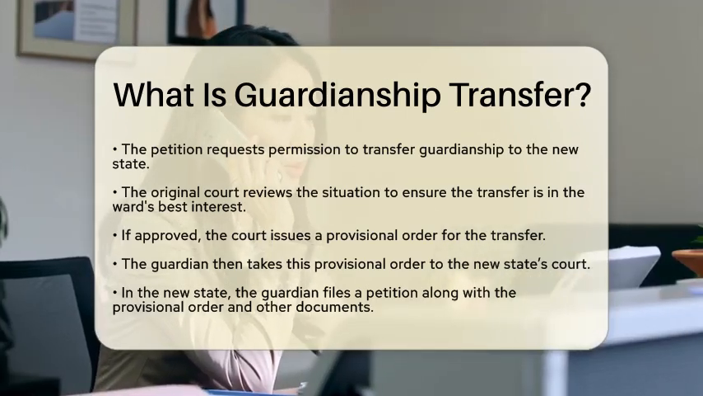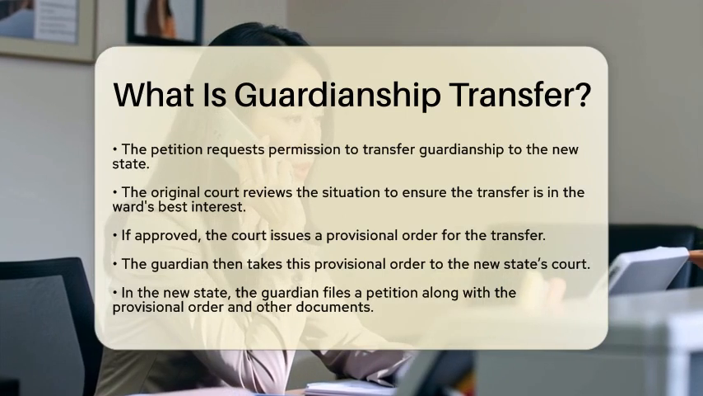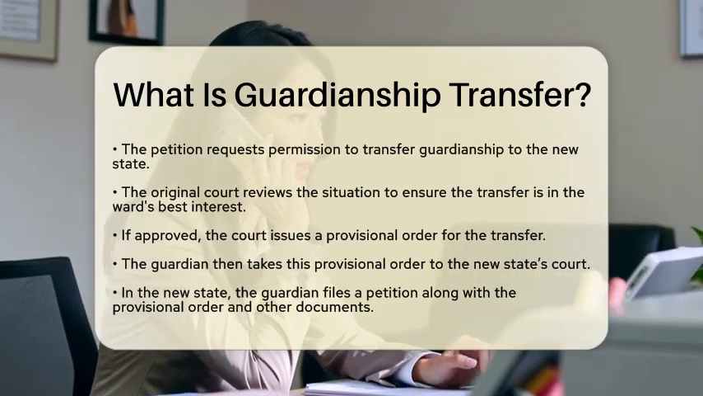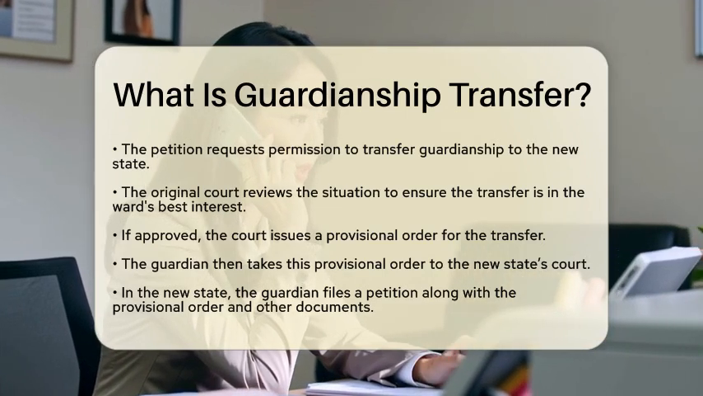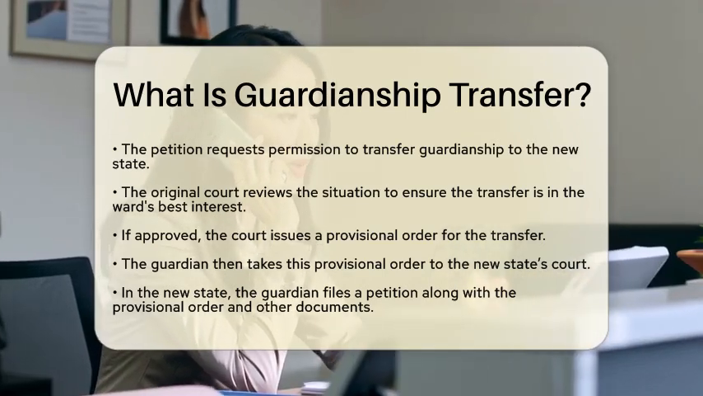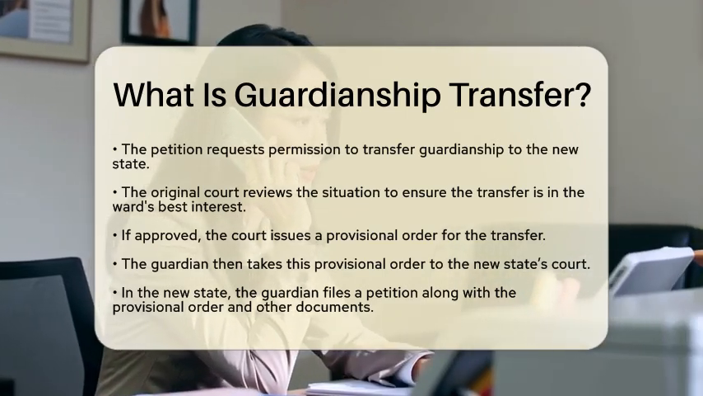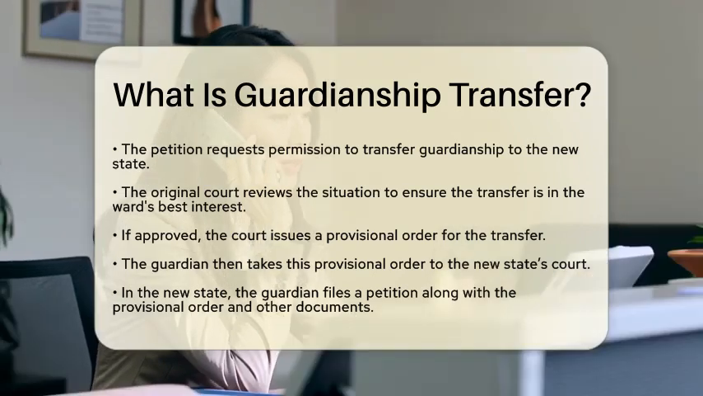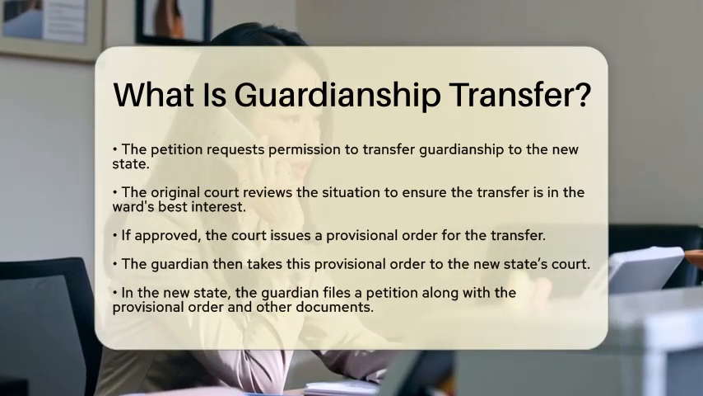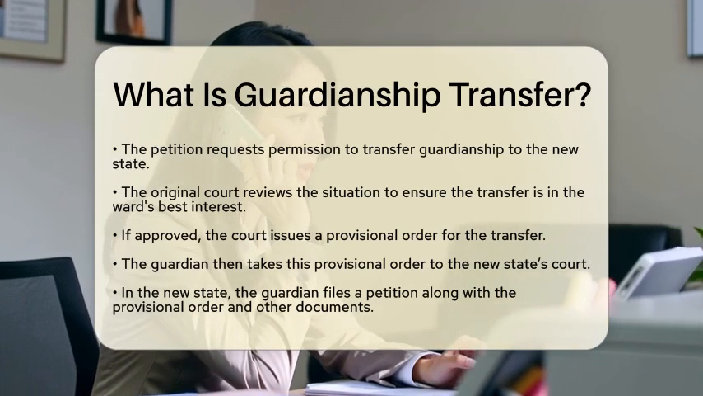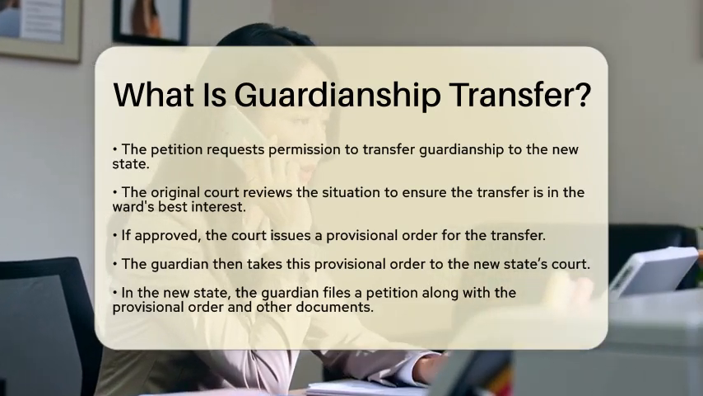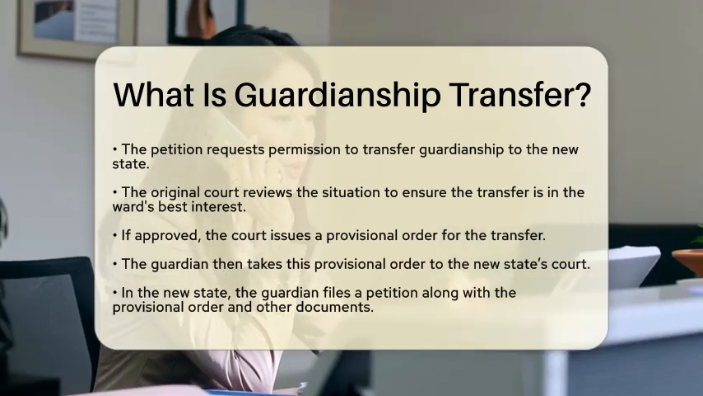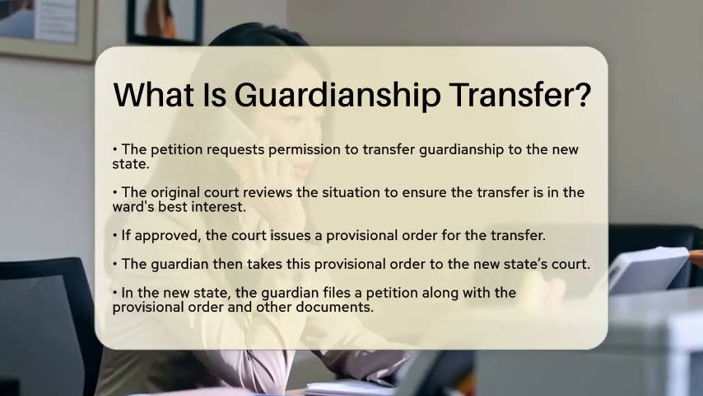Next, the guardian takes this provisional order to the new state's court. Here, they file another petition along with the original state's provisional order and any other required documents. The new state court will examine the case. If they are satisfied that the ward's interests will be protected, they will issue their own provisional order accepting the transfer. Finally, the guardian must return to the original state's court with the new state's provisional order.